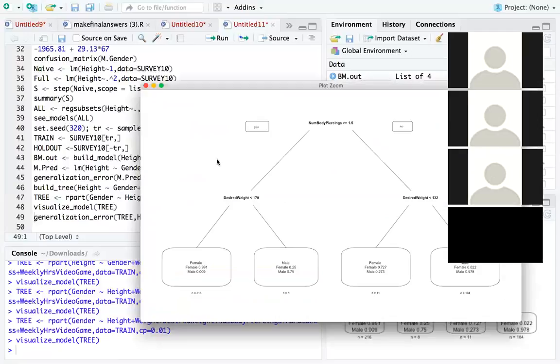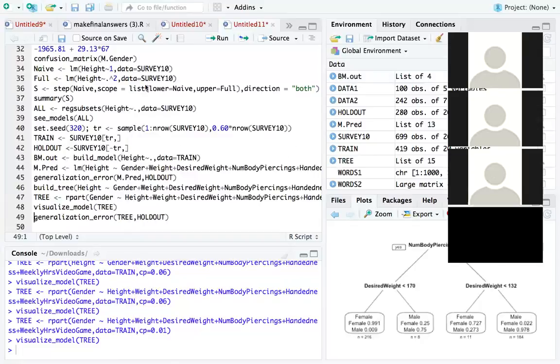Sorry if it's a little hard to see there. I think it's actually easier over here. Which of these leaves is doing the best? Leaf 1, 2, 3, or 4?